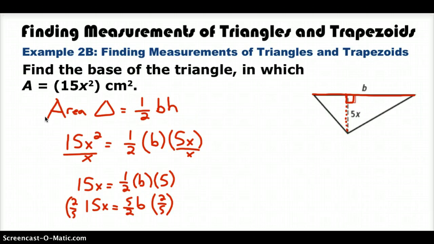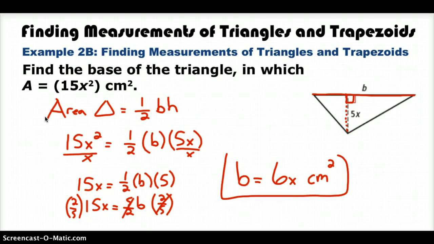Now I'm just going to multiply by the reciprocal. Remember, reciprocals multiply to 1, so the base is going to be equal to 15 times 2/5. Top times top: 15 times 2 is 30, and 30 divided by 5 is 6. So the base is going to be equal to 6x, and then I have to attach the units, so square centimeters. It's lots of algebra, but a pretty easy first example. Let's take a look at another one.